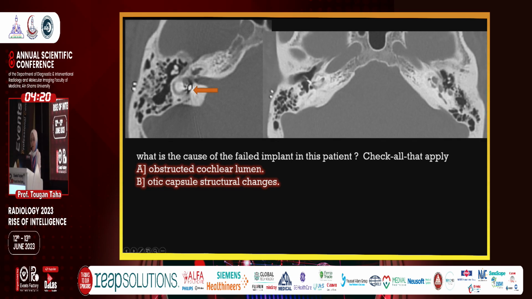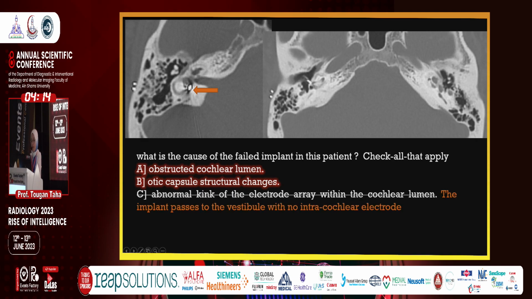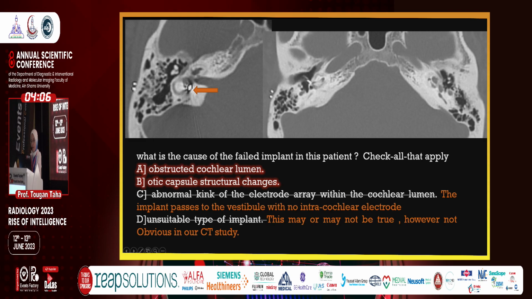The correct answers are obstructed cochlear lumen and otic capsule structural changes. Sentence C is wrong as the implant passes to the vestibule with no intracochlear electrode. Sentence D is wrong, and this may or may not be true regarding the unsuitable type of the implant, however not obvious in our CT study.